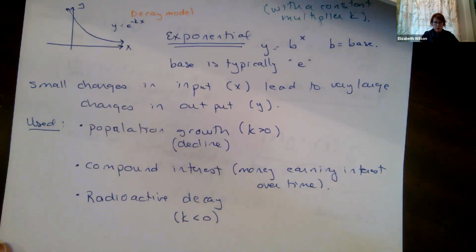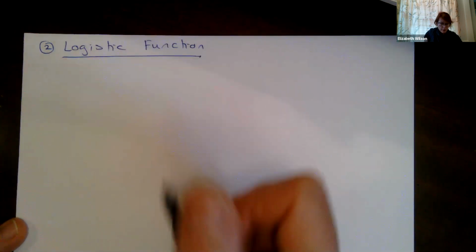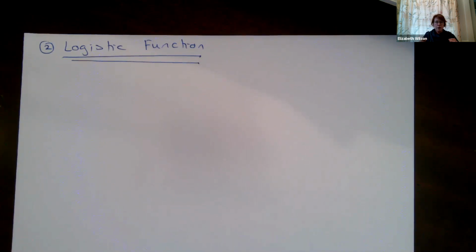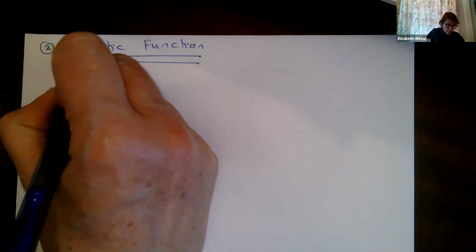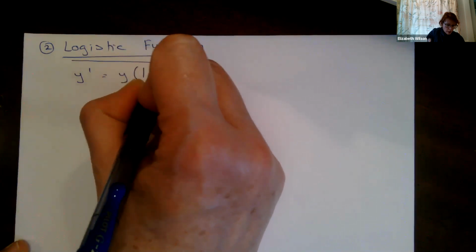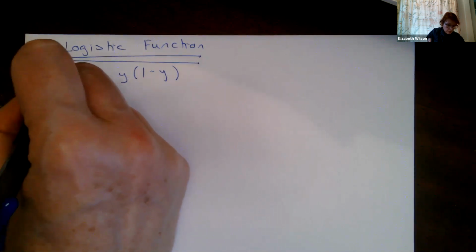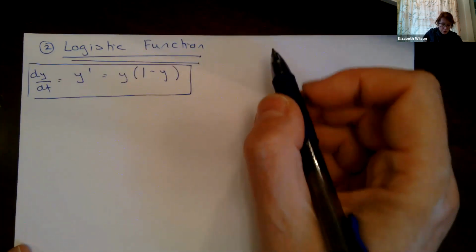Okay, model 1. Let's talk about model 2. Model 2 is what we call a logistic function. Okay, so what I'm showing you when I give you y prime equals is basically the general shape of our differential equation. So the logistic function ends up looking like y prime equals y times 1 minus y. Okay, so this is my dy/dt equals y prime.